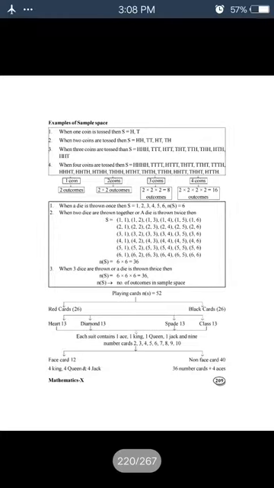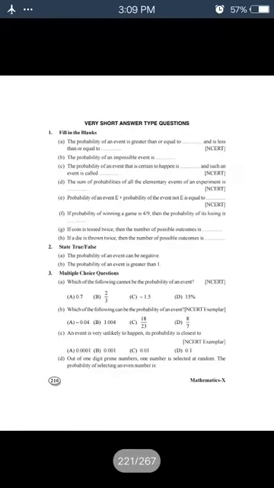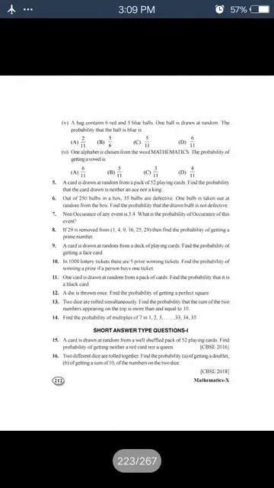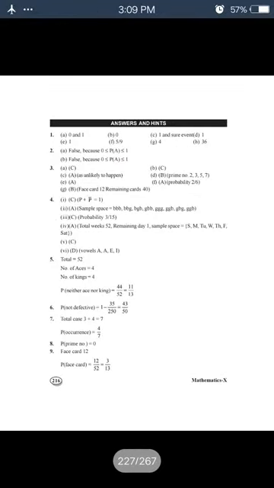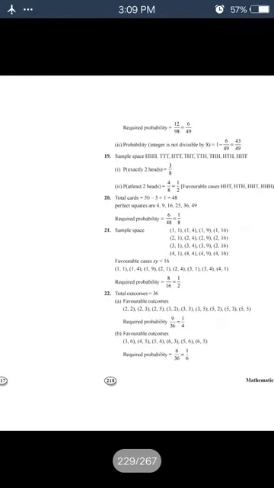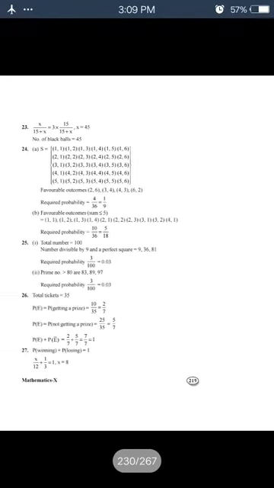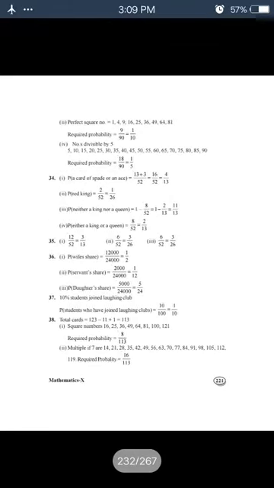Probability. Here all the sample space, because most students face problems with sample space, so it is given here in the front, in the introduction of the chapter, how you can do the practice, and different types of specific questions are given here. You can do the practice. So there is a lot of material I am providing to you to help you prepare for your final exams.